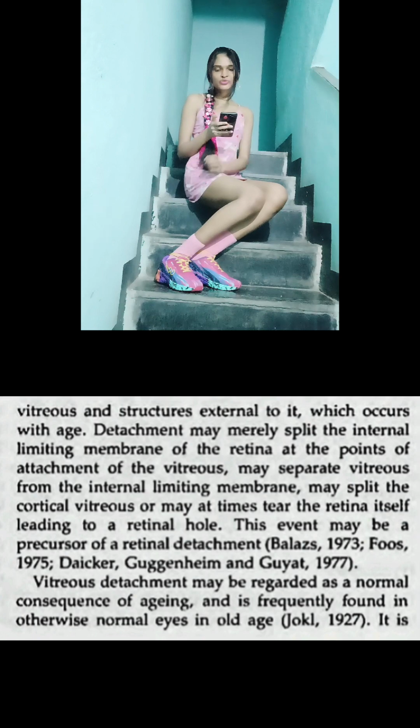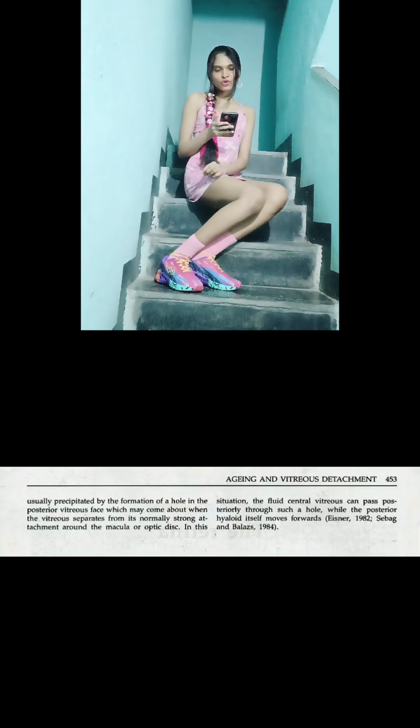So vitreous detachment may be regarded as a normal consequence of aging and is frequently found in otherwise normal eyes in old age. It is usually precipitated by the formation of a hole in the posterior vitreous phase, which may come about when the vitreous separates from its normally strong attachment around the macula or optic disc. Macular, optic disc, retinal hole formation.